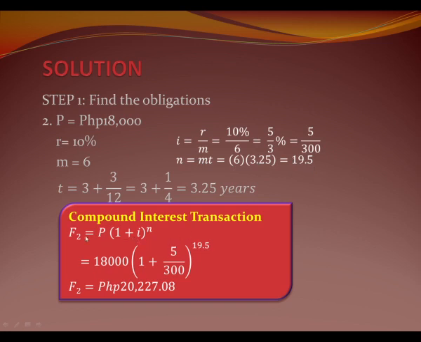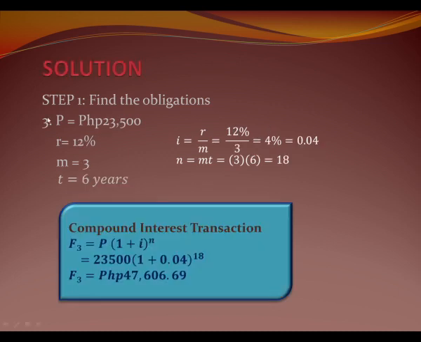Then finding obligation number 2 using the compound interest transaction, this is equal to P times the quantity 1 plus I raised to N, where the principal is 18,000 and the periodic rate I is 5 over 300, raised to N, which is 19.5. Using our calculator, obligation number 2 is 20,227.08.